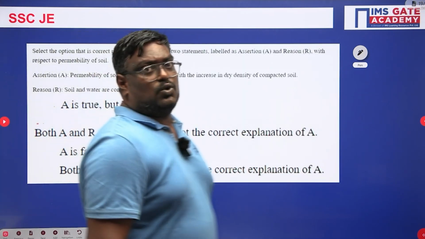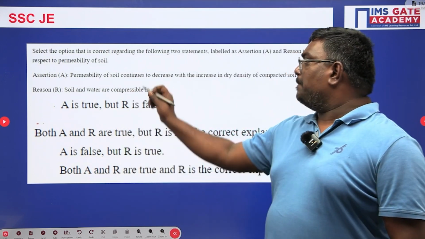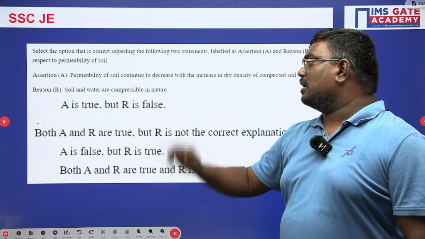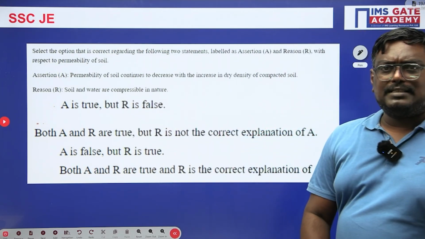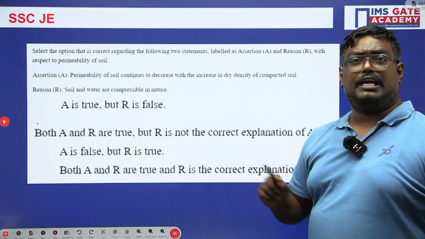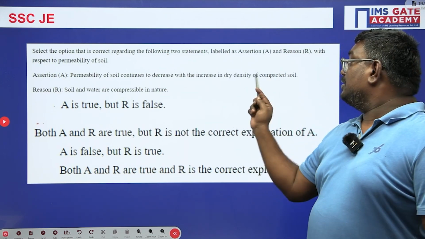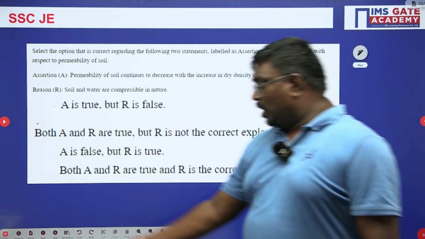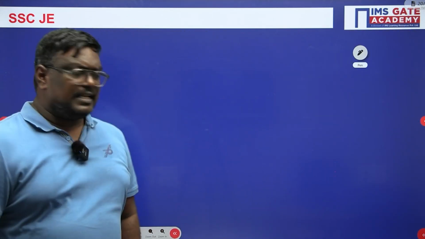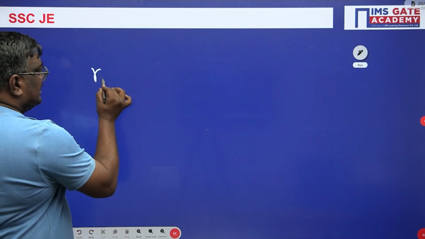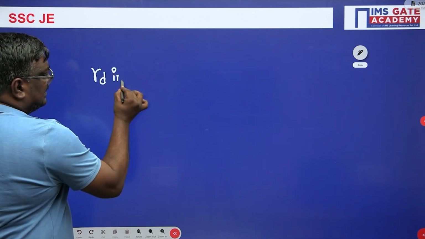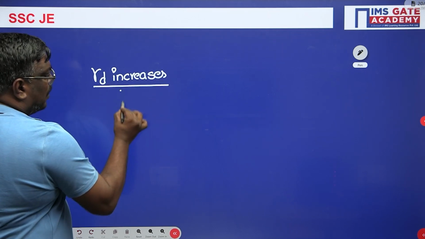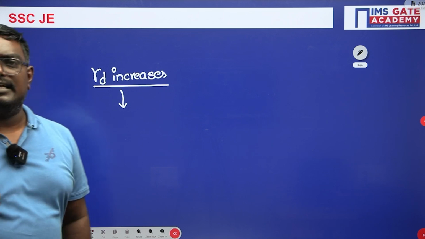Now see students, let us go into the next question. Please read this question. Permeability of a soil continues to decrease with increase in dry density of compacted soils, and soil and water are incompressible in nature. What I would like to tell you here is, he is trying to say that dry density is increasing, my dear students. How do you say that dry density increases?